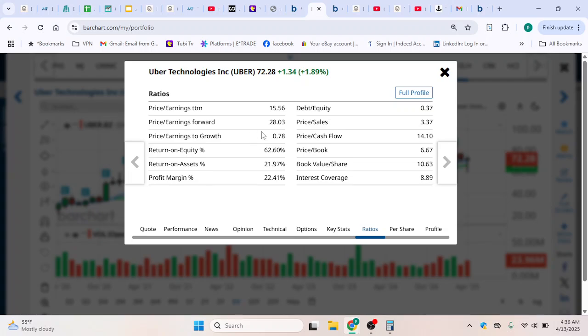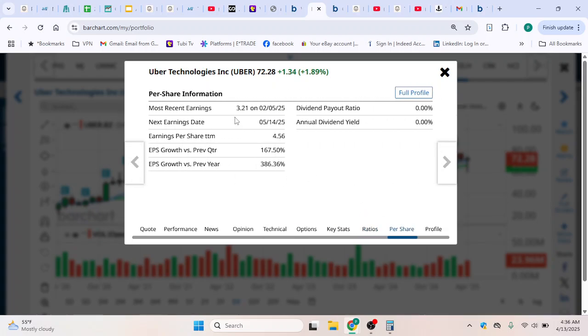I like this too, the PEG, price divided earnings compared to growth, 0.78. I like that a lot. That's below 1. Return on equity is very high. I like that a lot. Usually over 20 or 25 is really good. So that's really good because this is a large company. They have a nice double-digit return on assets and this double-digit profit margin. I like that a lot.